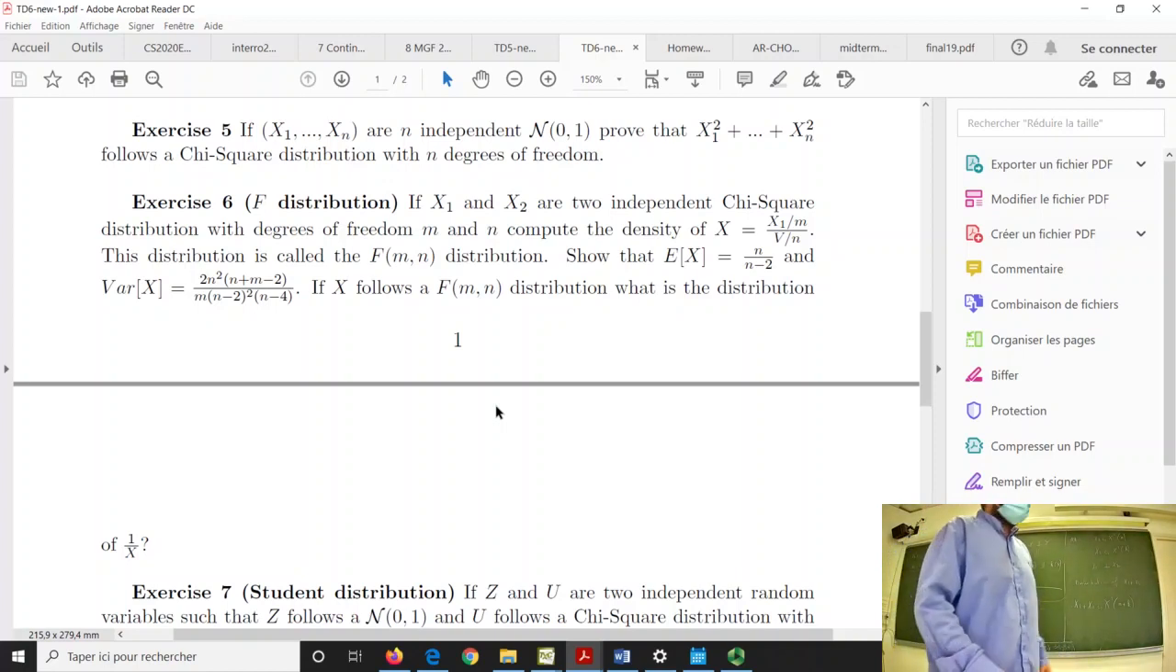So before continuing the exercise, I will spend just 5 minutes in order to finish the course concerning moment generating function. It remains to do one slide, and after we will continue the exercise. Do you have some question concerning what I have done here? Okay? So I will start after this.